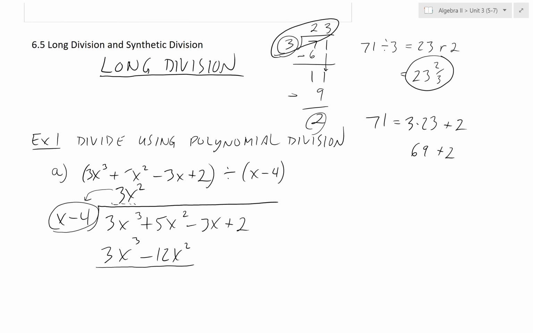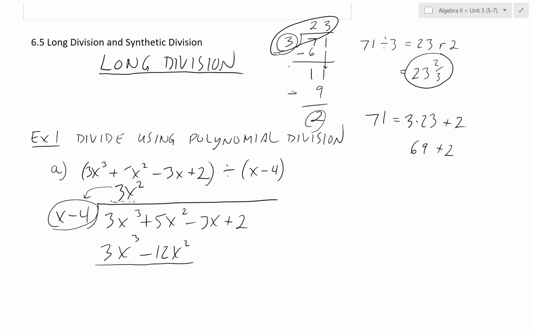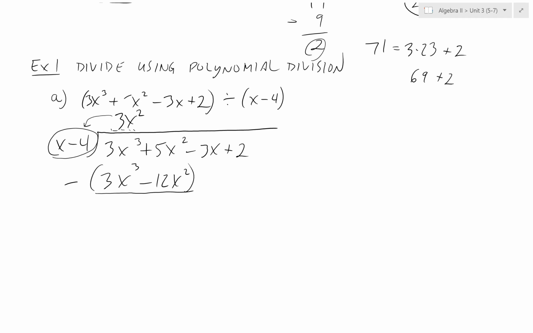Now when we did it with numbers, we said after we multiply, then we subtract. So I have to subtract all of this. Now this is the step where a lot of people make mistakes. So we have to be really careful at this step. So 3x cubed minus 3x cubed, that's 0. What is 5x squared minus negative 12x squared? That is 17x squared. Minus minus makes it a plus. And then, just like we did with numbers, we'll bring down the next term. And then we repeat the process.